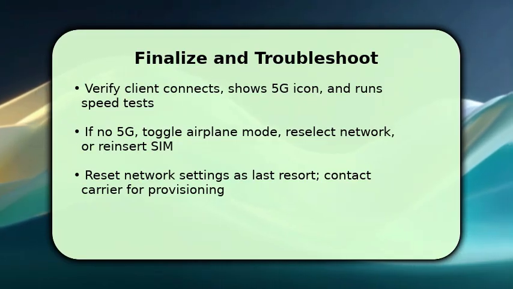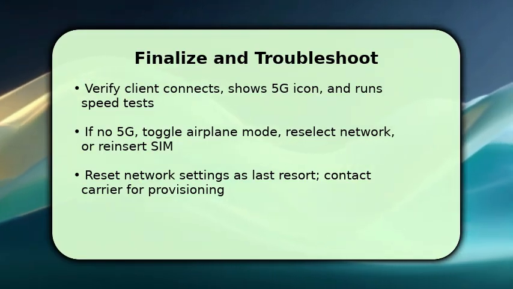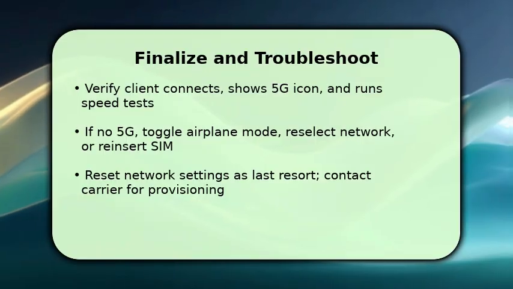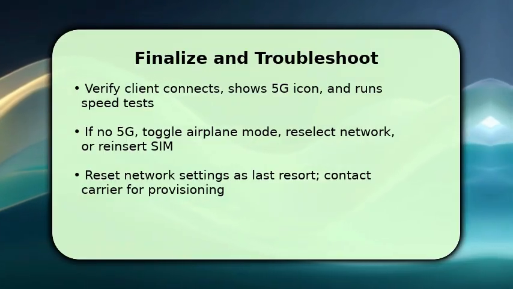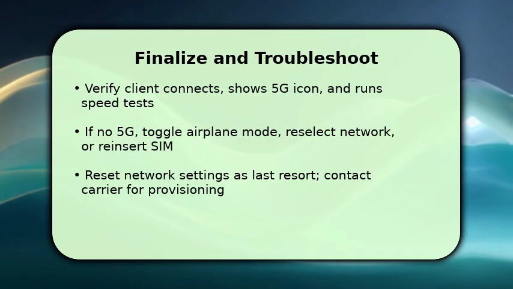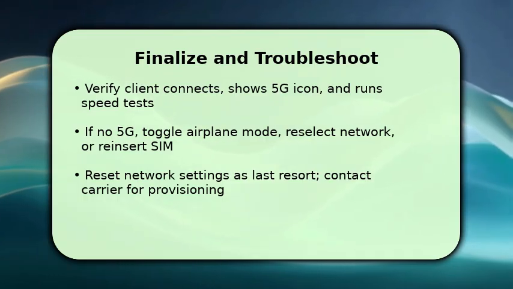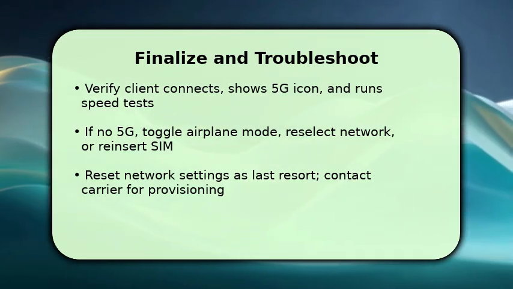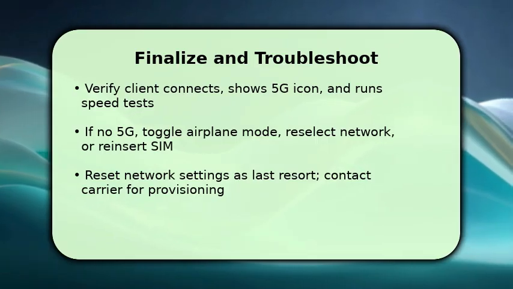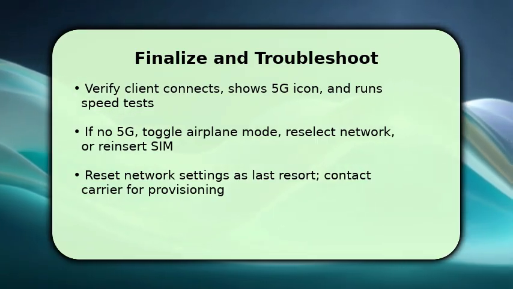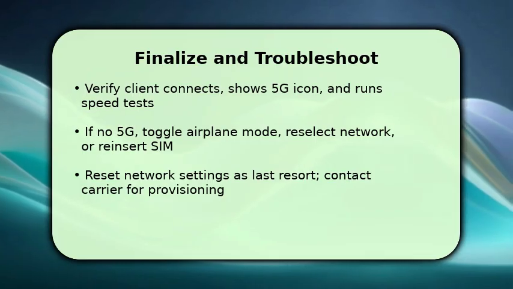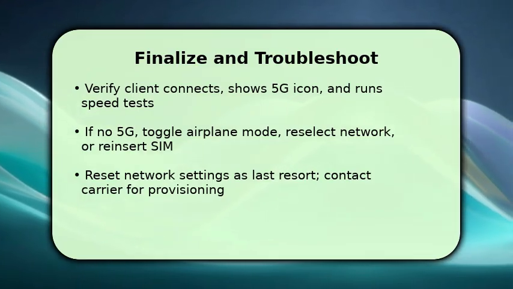Connect a client, confirm the 5G icon, and run a speed test to verify throughput. If you don't see 5G, toggle airplane mode or manually reselect the 5G network to force a reattach. Sometimes reinserting the SIM prompts correct provisioning. As a key troubleshooting tip, reset network settings only if necessary because it clears saved credentials.